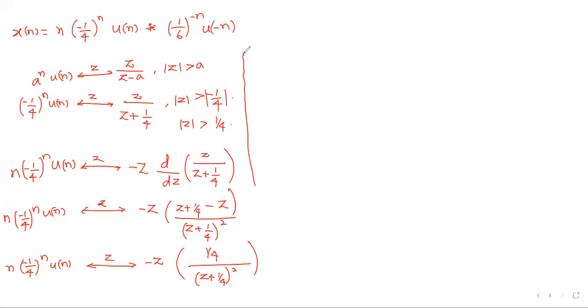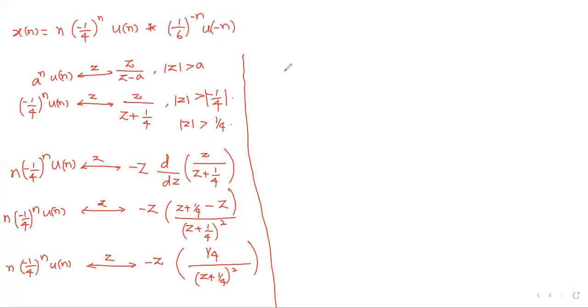Coming to the second term. What is the second term? 1 by 6 whole power minus n u of minus n. So whenever you see u of minus n, try to recall the time reversal property. What is the time reversal property? N in the time domain becomes minus n, and z becomes z inverse.